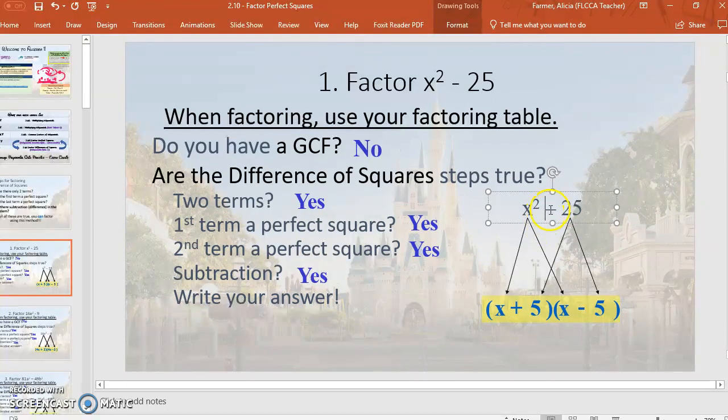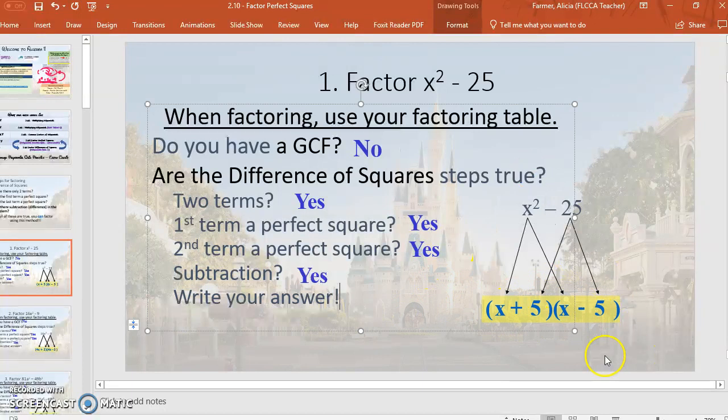If there is subtraction, that means that this is a negative 25, and these have to be opposite signs because you can't do two positives. That's not going to multiply to give you a negative. So one gets a plus sign, one gets a minus sign. It does not matter which one gets which. It doesn't matter.